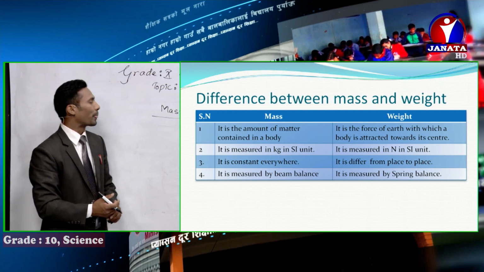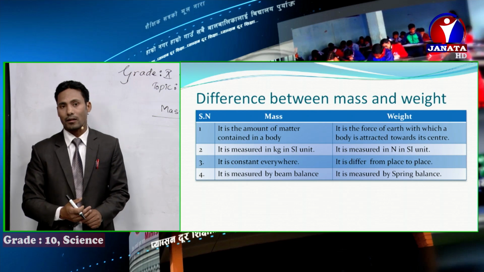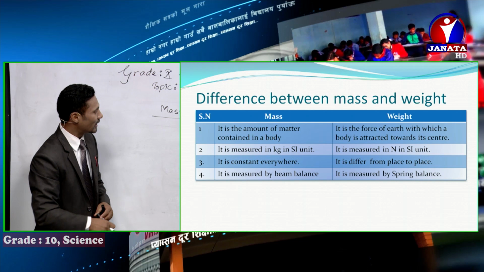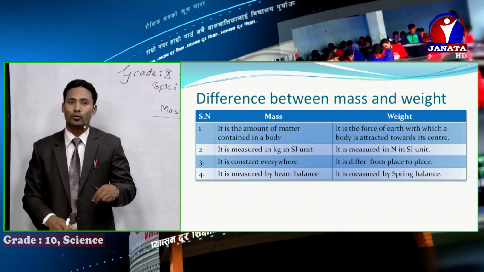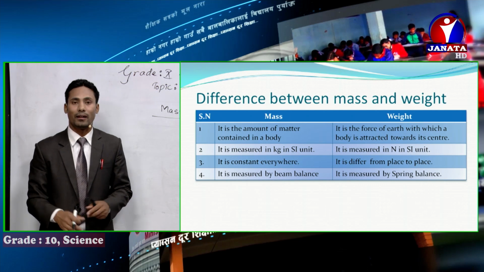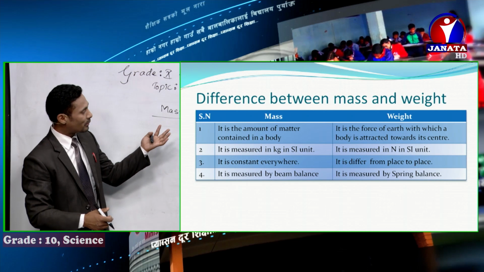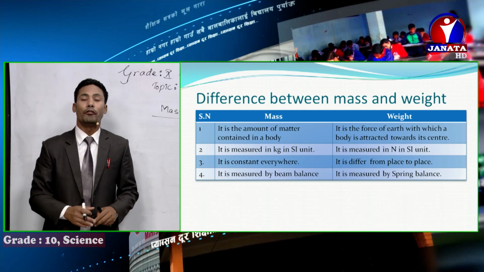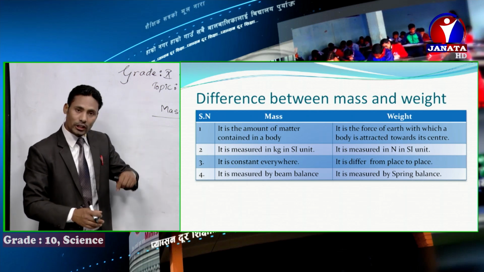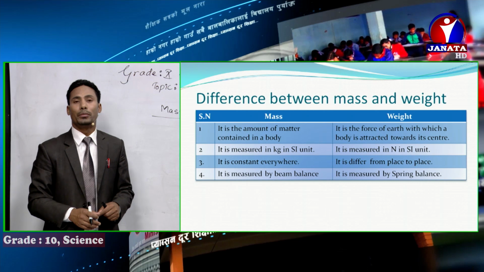Similarly, the mass depends upon the number of molecules present in the object. That's why it is constant everywhere, whereas the weight varies from place to place. And why does it vary? Because weight is calculated as the product of mass and acceleration due to gravity. Previously we discussed that acceleration due to gravity is variable; it depends upon the radius. That's why the small g value is variable, and that's why the weight also varies from place to place.